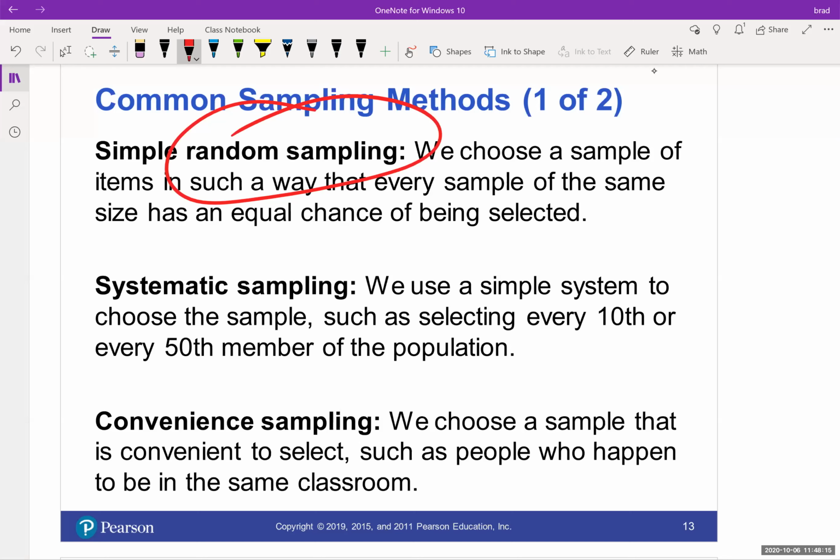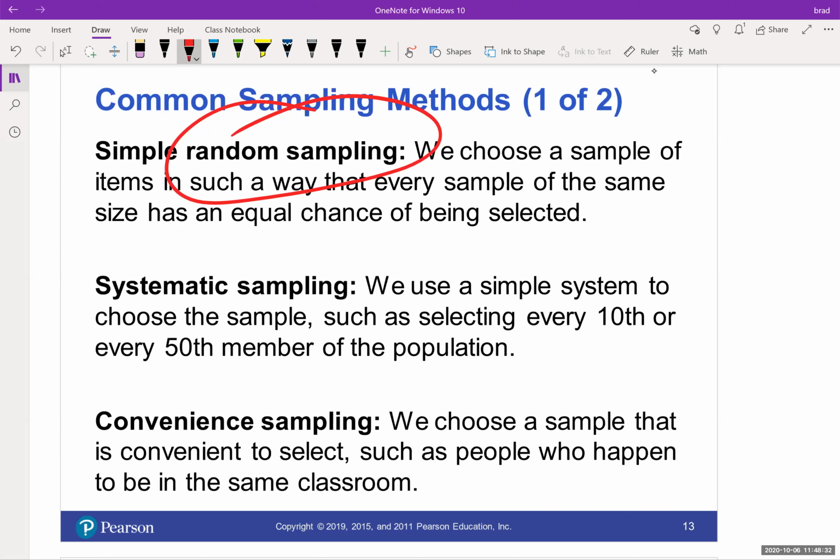Systematic sampling. We use a simple system to choose the samples, such as selecting every 10th or every 50th member of a population. Or if you were doing a neighborhood, you could do every 17th house. But the randomness would come from where the starting point is.